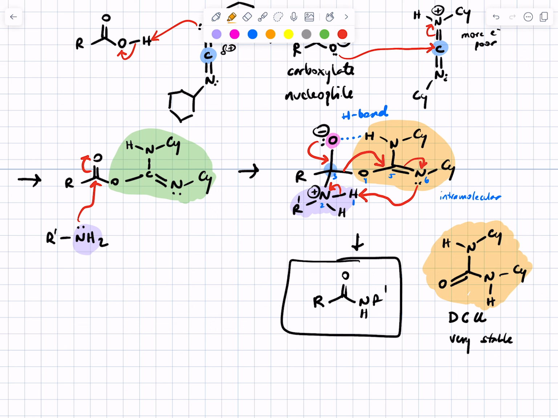So the functional group that we just made, which I'll highlight in blue, is now called an amide. So that's a direct way of making an amide bond.